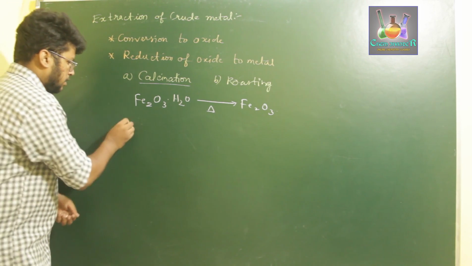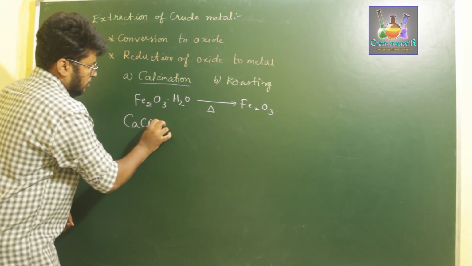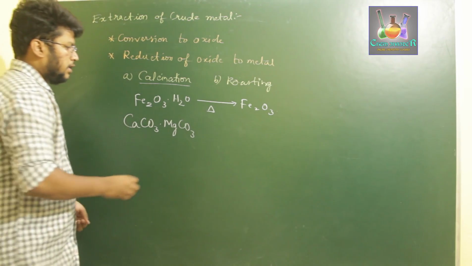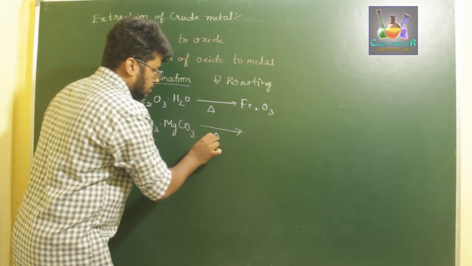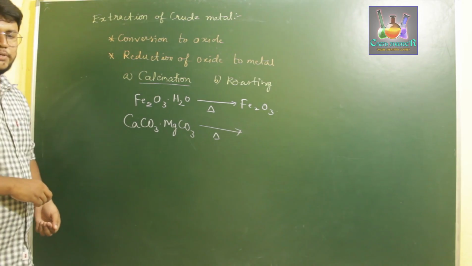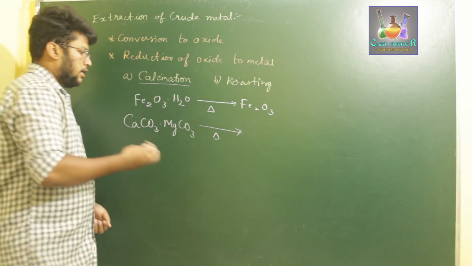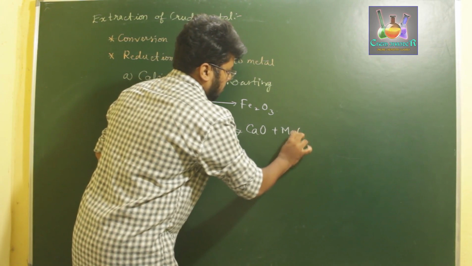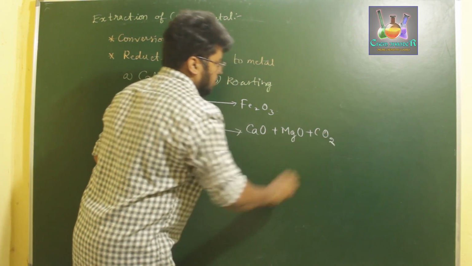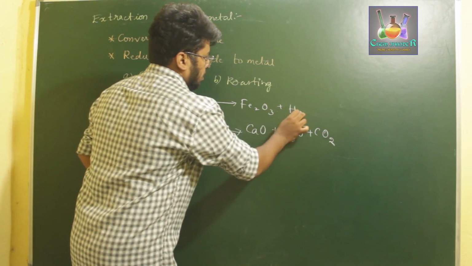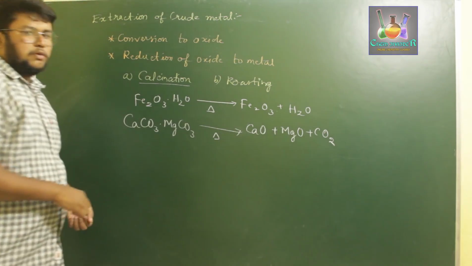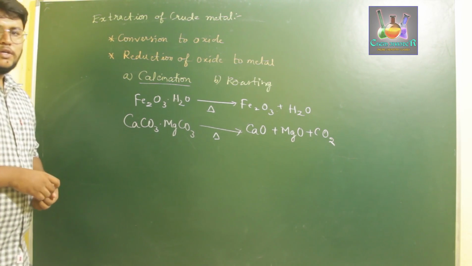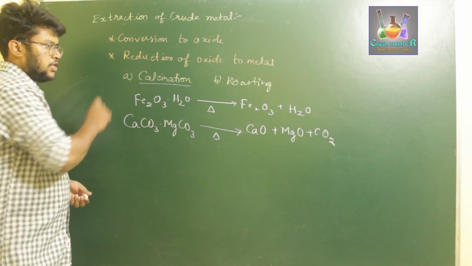One more example we can take is calcium carbonate with magnesium carbonate. If we heat it to a high temperature, the carbon dioxide present in both calcium carbonate and magnesium carbonate gets evaporated, leaving behind calcium oxide and magnesium oxide. So this is the process where we convert our concentrated metal ore to its respective oxide by heating in the absence of air. This process is called calcination.